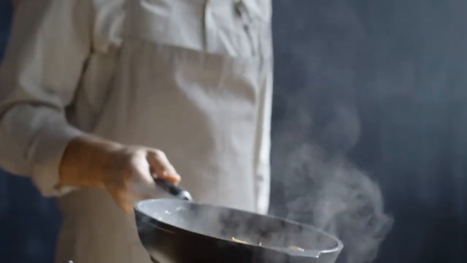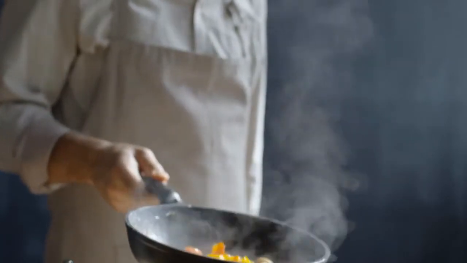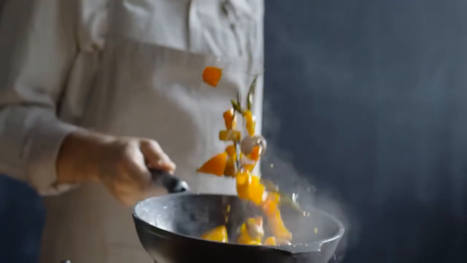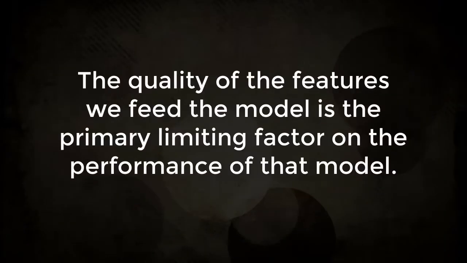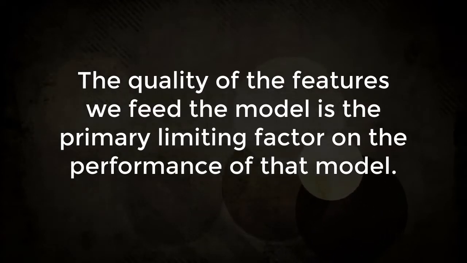A great manufacturing pipeline cannot cover up low-quality materials. A top-notch chef cannot overcome low-quality ingredients, and a state-of-the-art machine learning algorithm cannot cover up poor features. In other words, the quality of the information coming out of the process cannot be better than the quality of the information that went in. Let's put it another way. The quality of the features we feed the model is the primary limiting factor on the performance of that model.